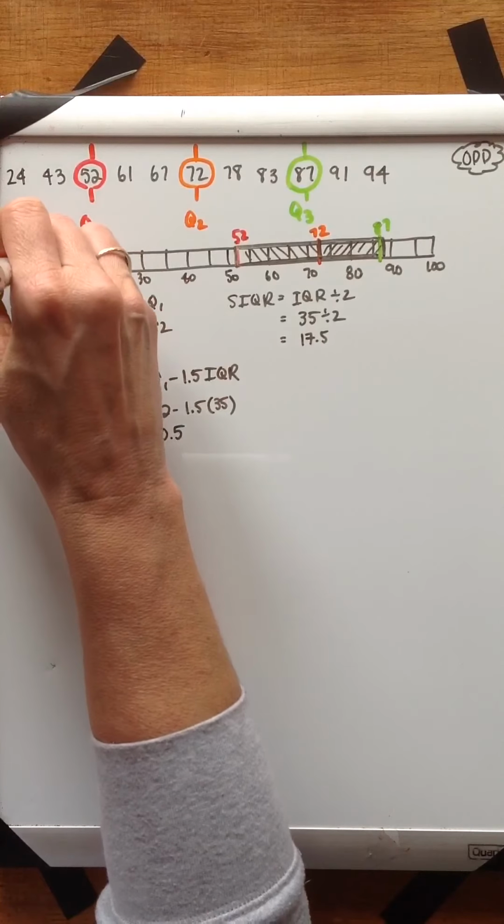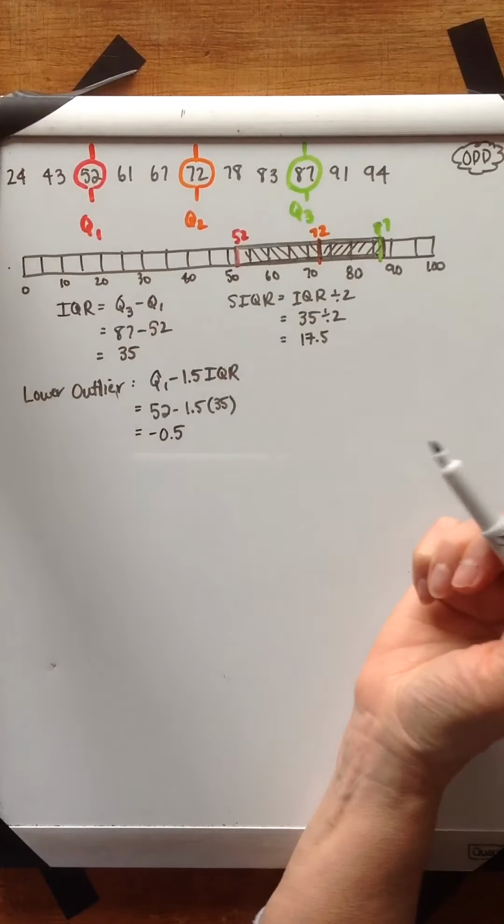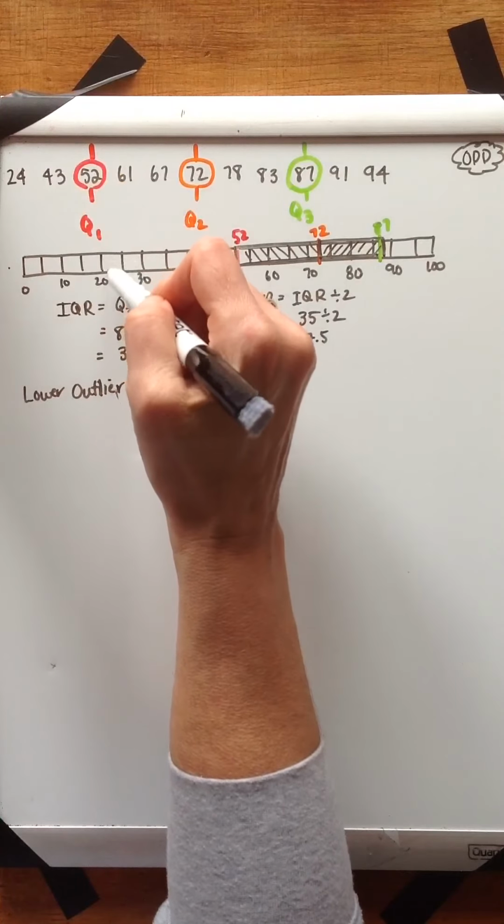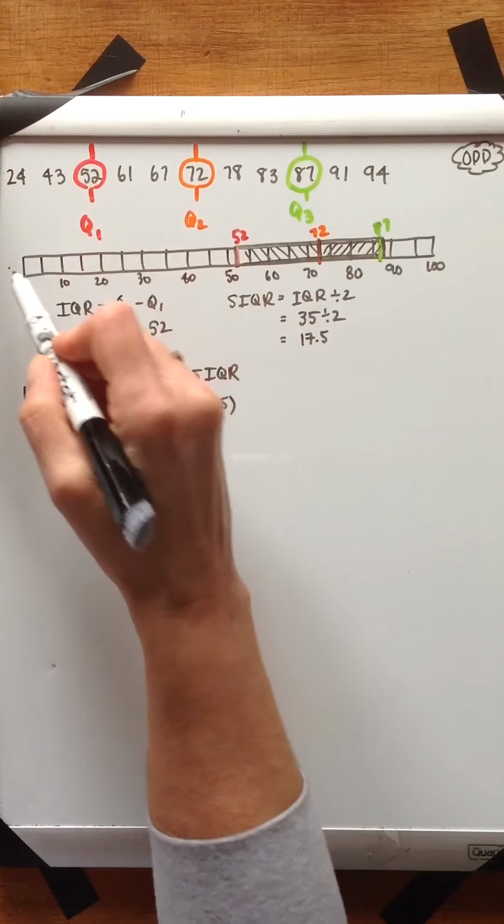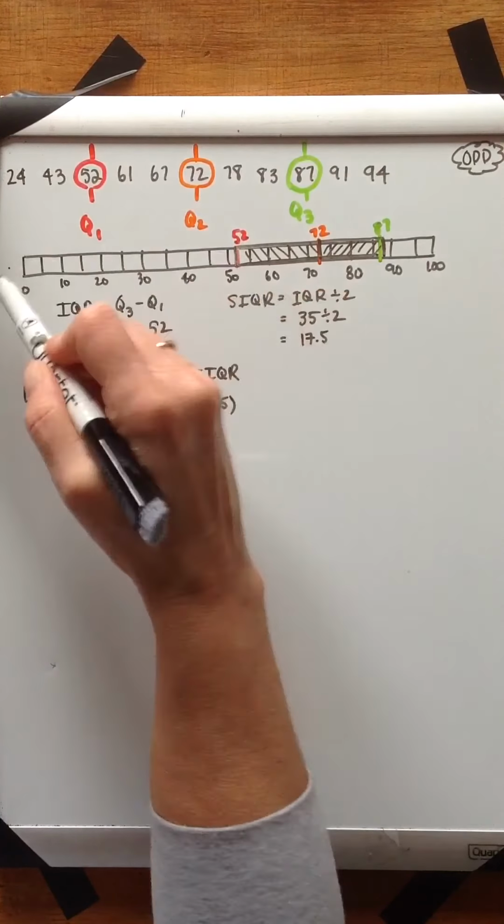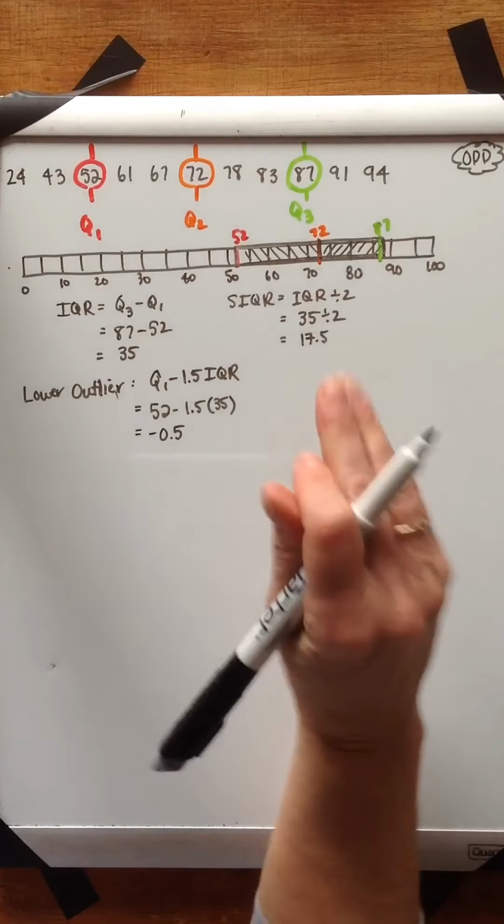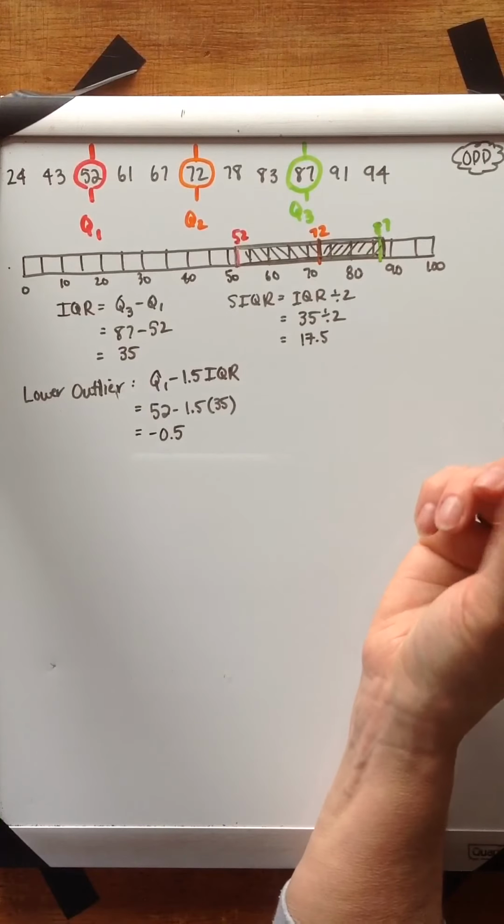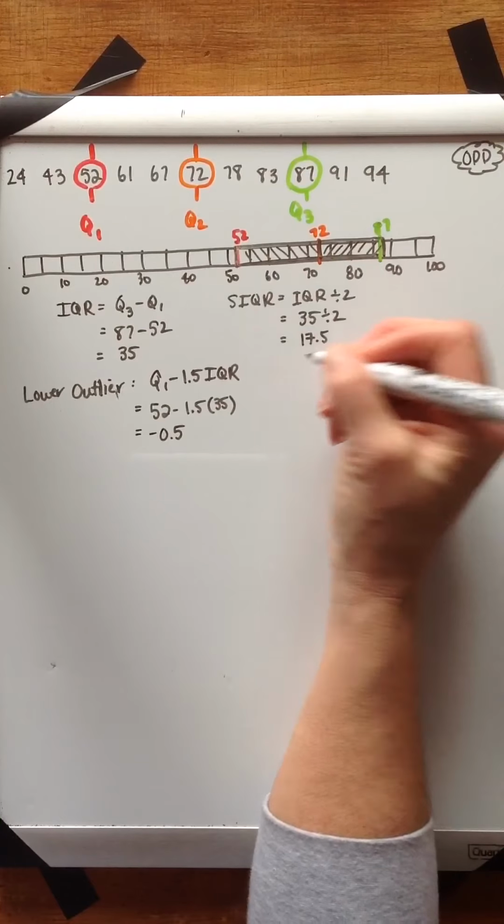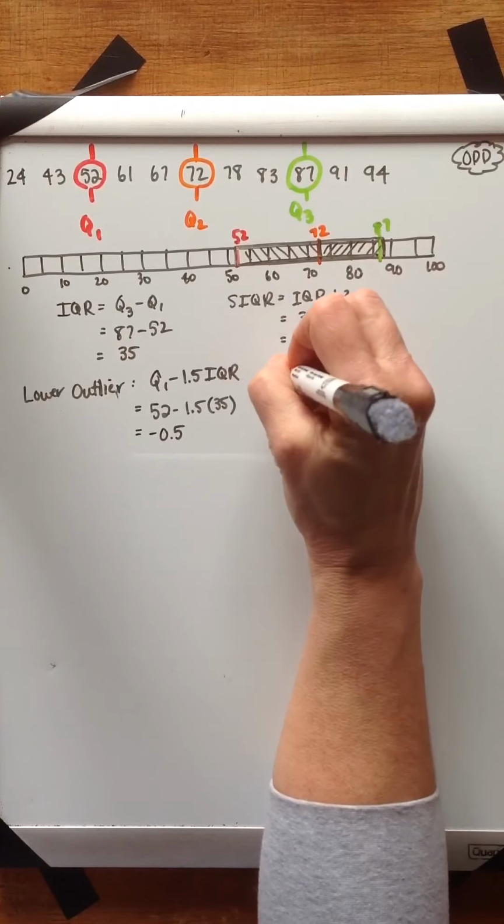So that's out here. Okay. Fortunately, 24 is well within the range between that lower outlier value and Q1, so 24 is good. It's not going to be considered an outlier with this data set. We're going to do a similar calculation for an upper outlier as well.